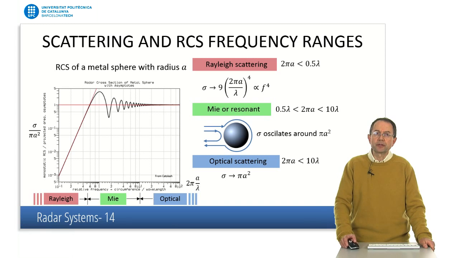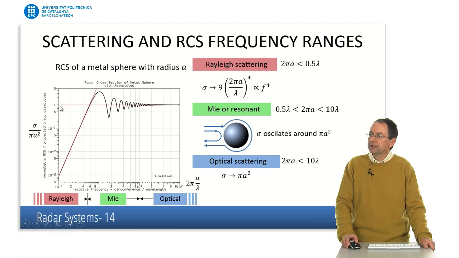Actually, the plot is a logarithmic one. You see here the horizontal axis. It is the perimeter of the sphere divided by the wavelength. The sphere has a radius a, so this is the perimeter normalized to the wavelength. It goes from 10 to the minus 1 on the left, more or less 1 in the middle, and 10 to the power 2, so 100, at the right part of the figure.